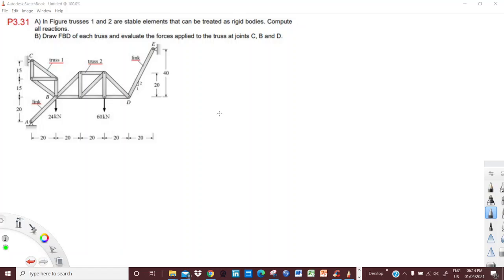In this question, we are going to solve truss 1 and 2 with the link AB and DE. And we need to find the reaction at the support of Ay and Ax. Also, we need to find the reaction of Cx and Cy and the reaction of Ex and Ey.